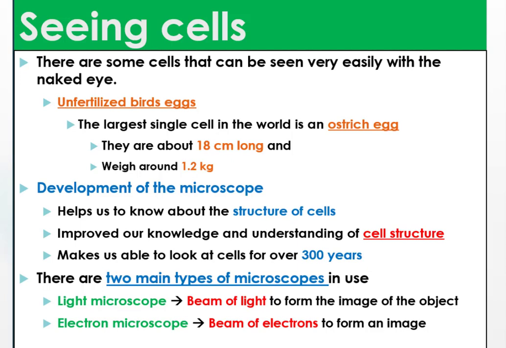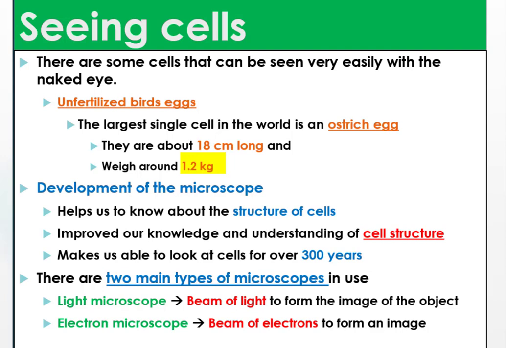For example, unfertilized bird eggs are easily visible to the human naked eye. Mostly, the largest single cell in the world, the ostrich egg cell, is highly visible to the human naked eye. When we see the size of the ostrich egg cell, it is about 18 centimeters long and weighs 1.2 kilograms.